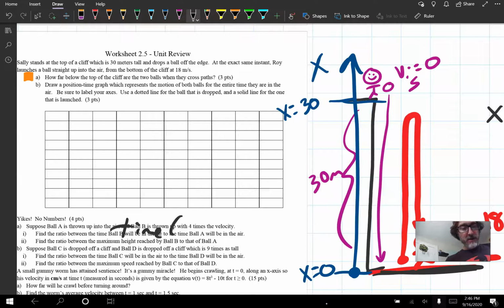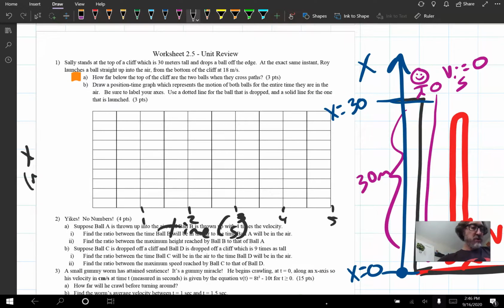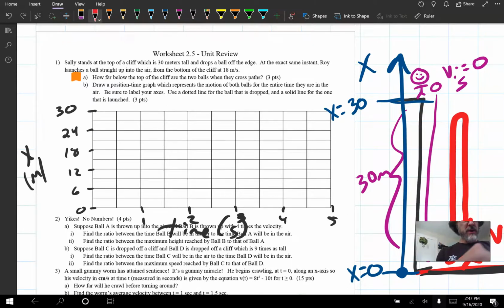So time in seconds. 1, 2, 3, 4, 5. All right, and then my vertical position has to go up to 30. So 1, 2, 3, 4, 5, 6, 7, 8, 9, 10. Okay, so we'll just number by 3s, I guess. I don't like numbering by 3s, but seems easy. So position, meters, 0, 6, 12, 18, 24, 30.